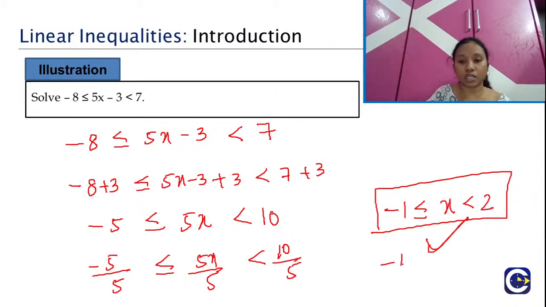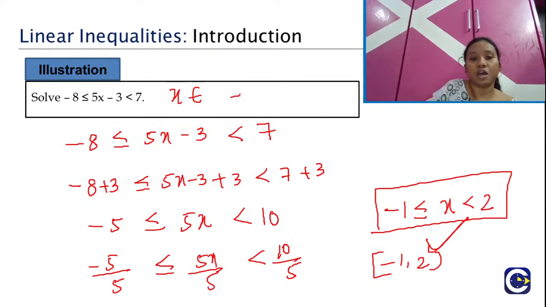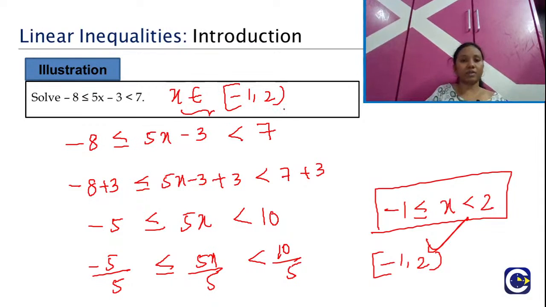Right. So minus 1 comma 2, where 2 is an open bracket and minus 1 is a closed bracket. So my x belongs to the interval minus 1 comma 2, with a closed bracket at minus 1. So this will be the solution of this inequality. I hope you guys are clear with it. So let's move ahead with our next concept.